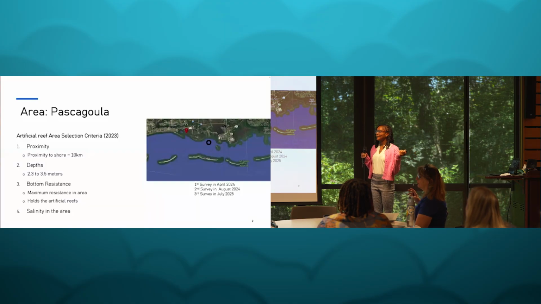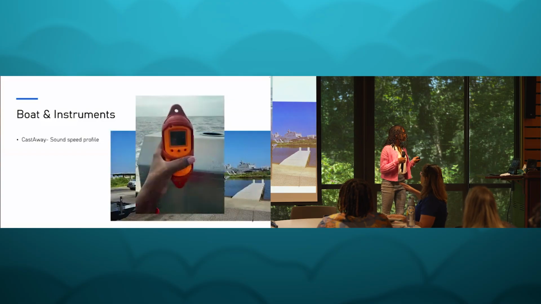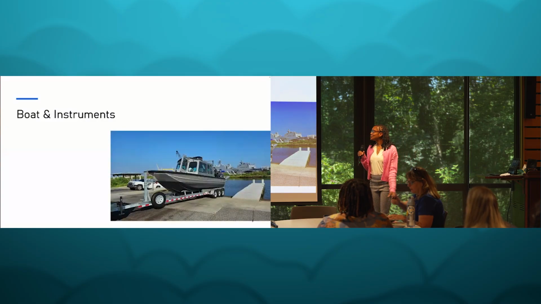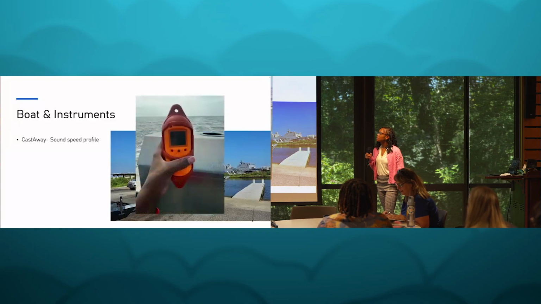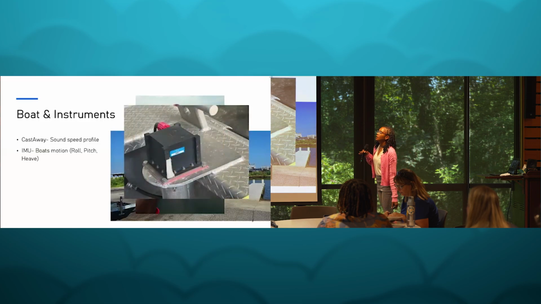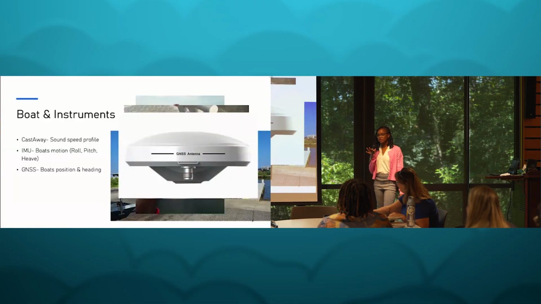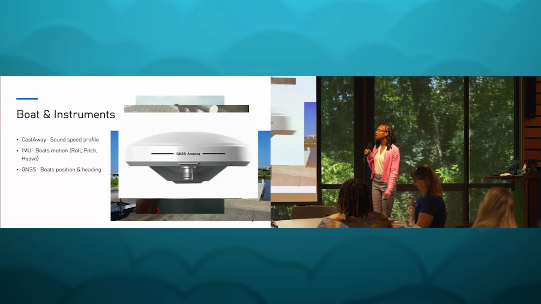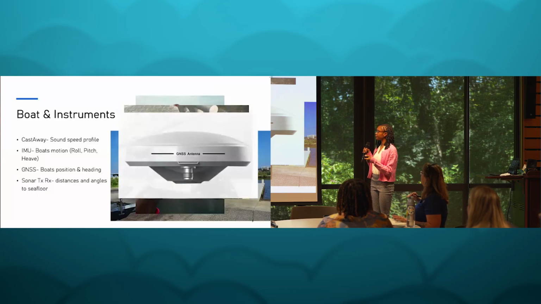Here's the boat. This is the boat that we use. It's called the Scully. And here's the first instrument. This is the Castaway. It measures sound speed profile. It also measures position, salinity, depth, and temperature. Here's the IMU. It basically measures the boat motion. Here is a picture of the antenna that measures the GNSS, which is the boat's position and heading. So it lets you know where you're going and it gives you direction.